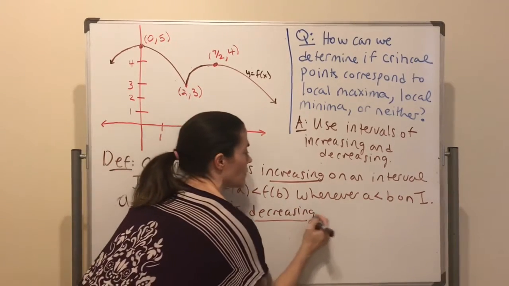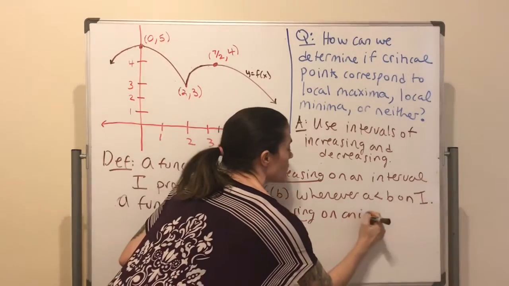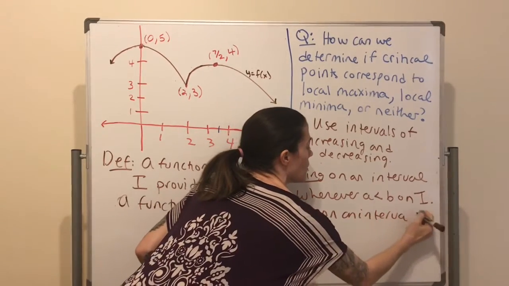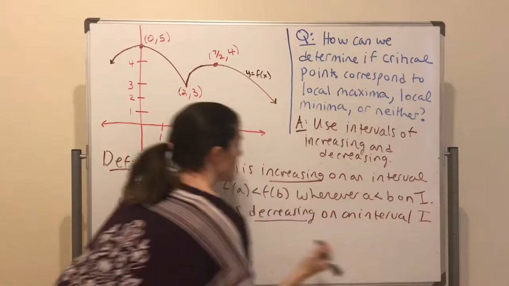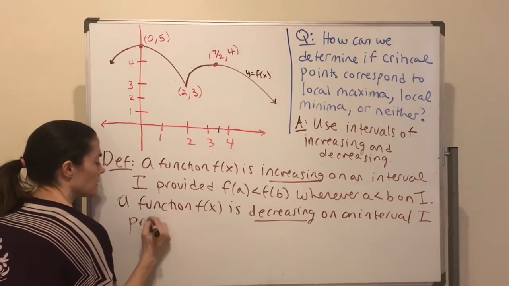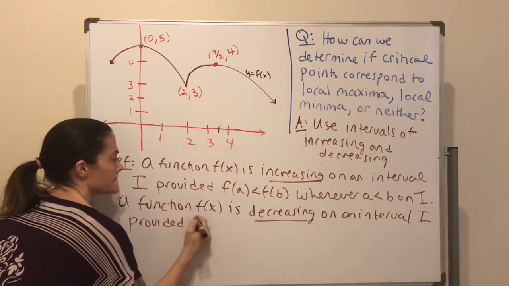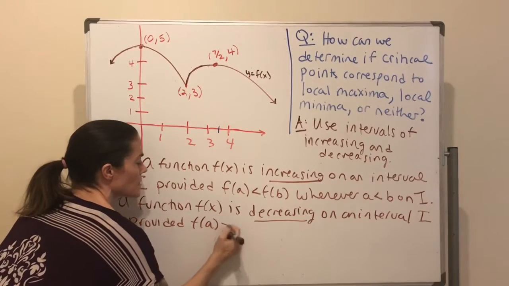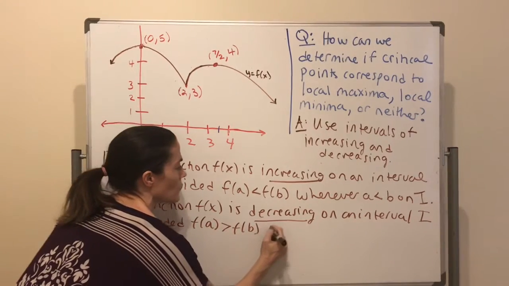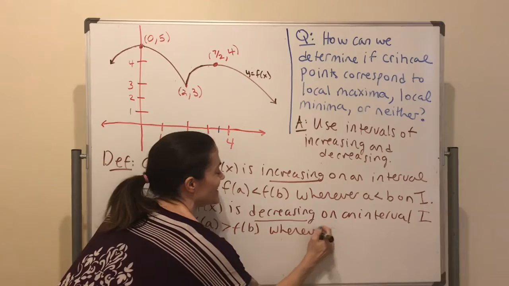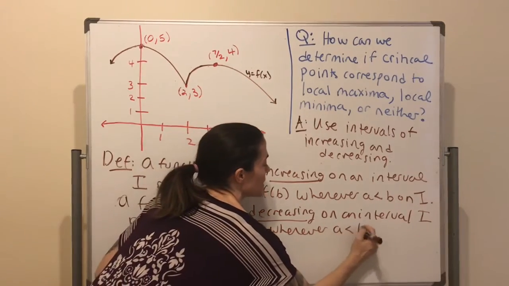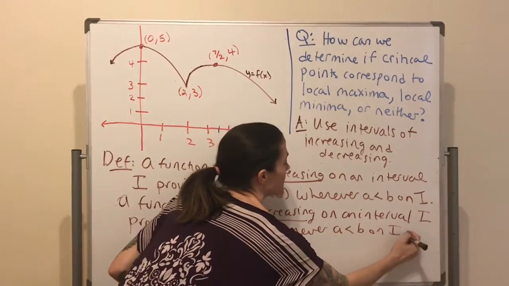Decreasing on an interval I, provided f of A is bigger than f of B whenever A is less than B on I.